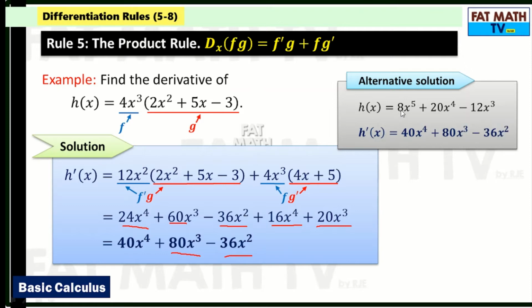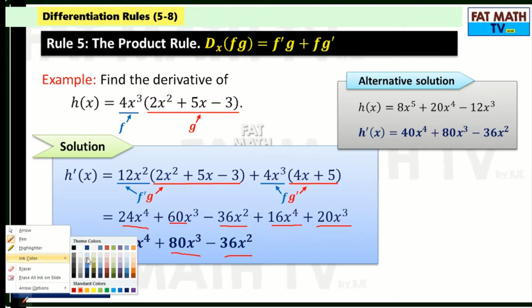The derivative of 8x raised to 5 is 8 times 5x raised to 4. So that's 40x raised to 4. The derivative of this is 20 times 4x cubed. So that is 80x cubed. And the derivative of this is negative 12 times 3x squared. So negative 12 times 3x squared is negative 36x squared.